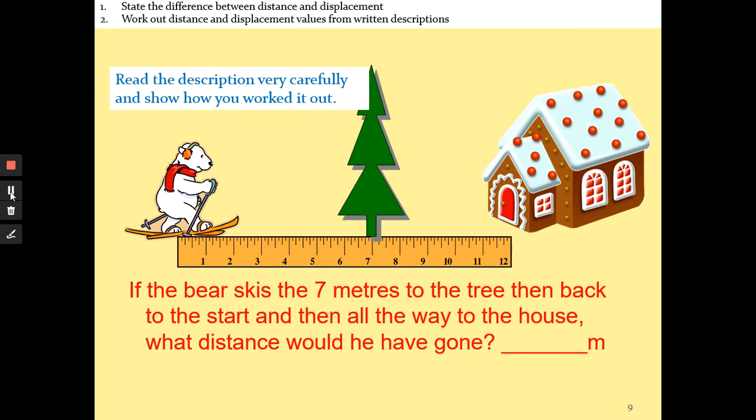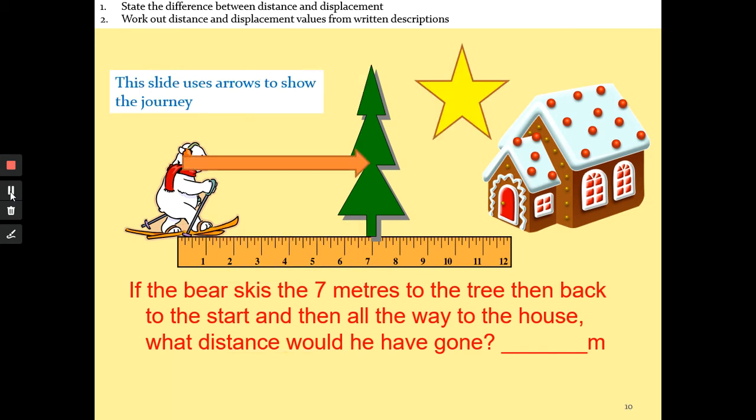Now, if we're going to work out how far the bear has skied, you need to break down the journey into the 3 components. And so I'm going to add arrows to the diagram to help us to do that. So the bear skis 7 meters to the tree. So there's the arrow showing him skiing to the tree.